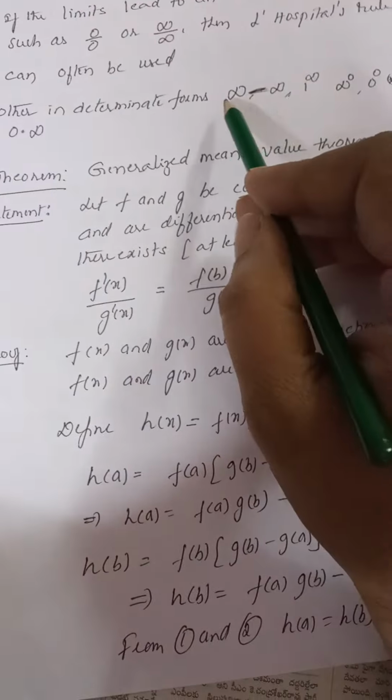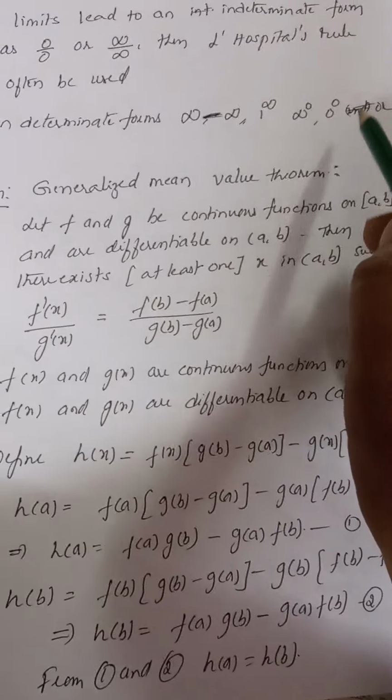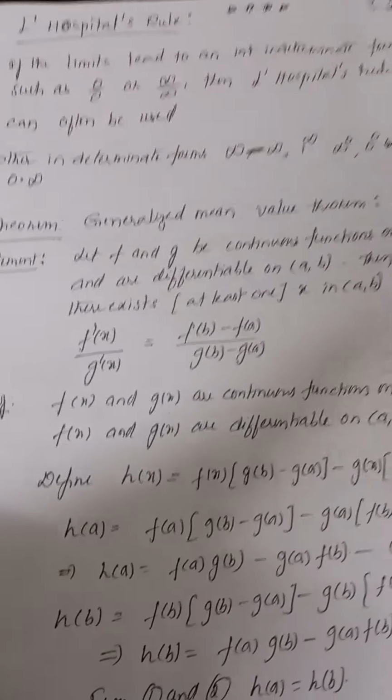Other indeterminate forms are infinity minus infinity, 1 to the power of infinity, infinity to the power of 0, 0 to the power of 0, 0 into infinity. All these are called indeterminate forms.